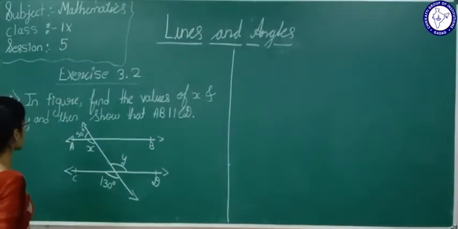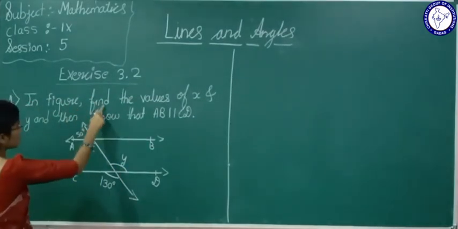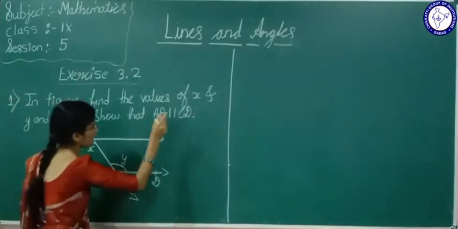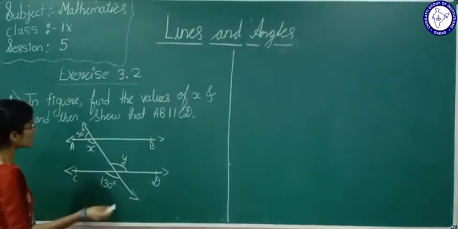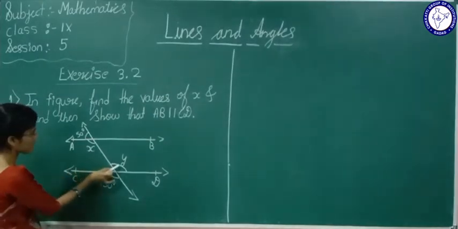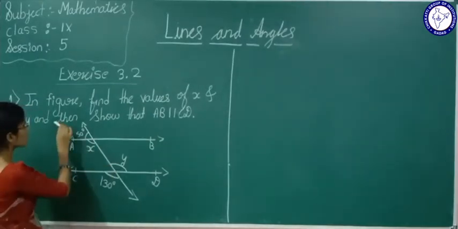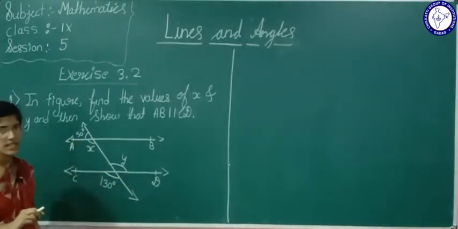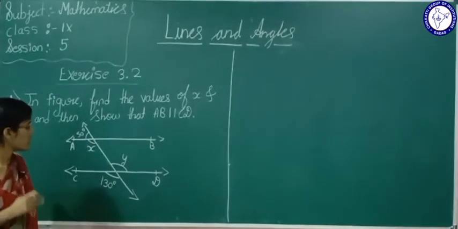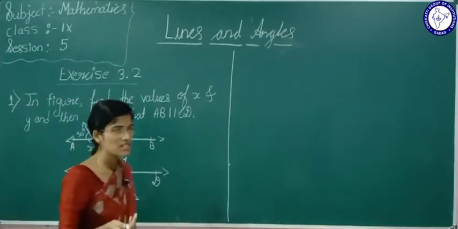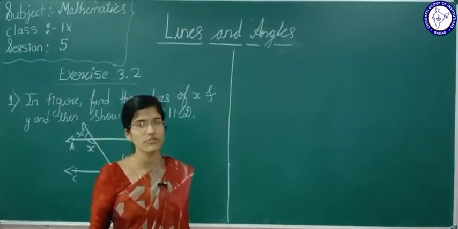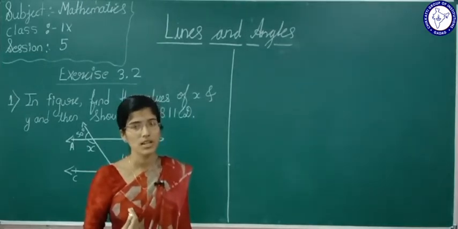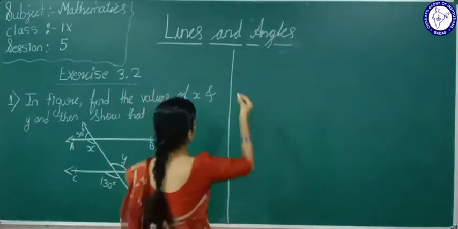The first question tells us that in the figure, find the values of x and y and then show that AB is parallel to CD. Here we have to find the values of x and y, and show that AB is parallel to CD. Whatever we studied in the last class, the definitions and theorems, we are going to use all of that in this exercise. Okay, see the solution.